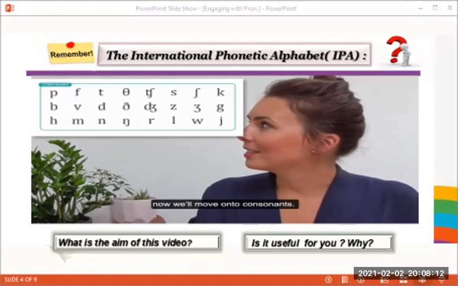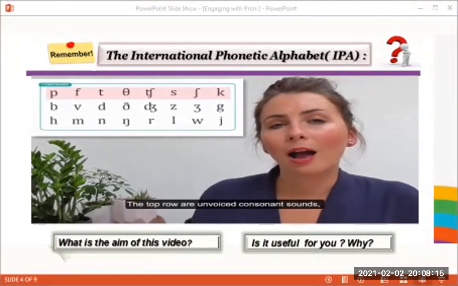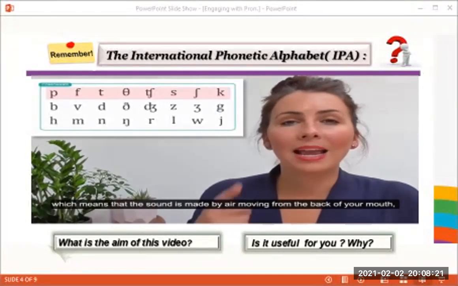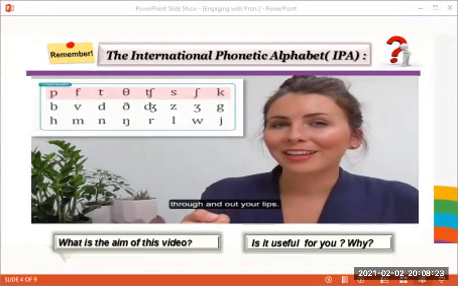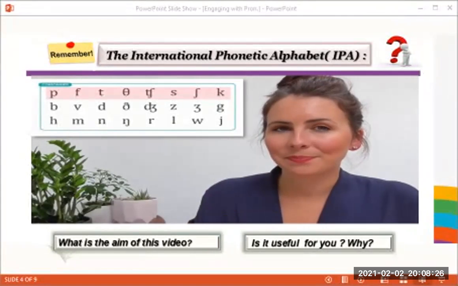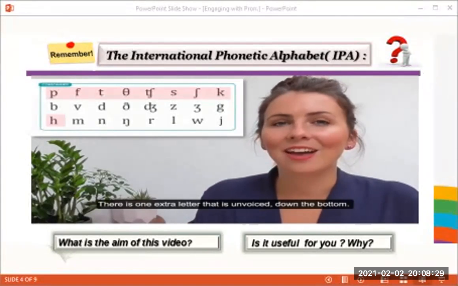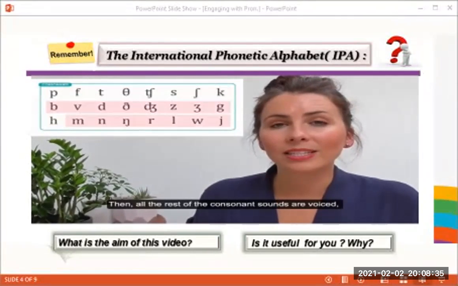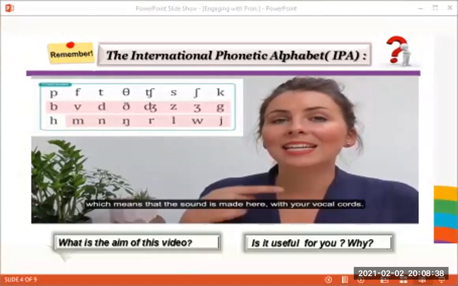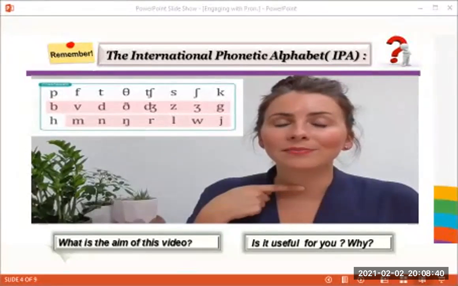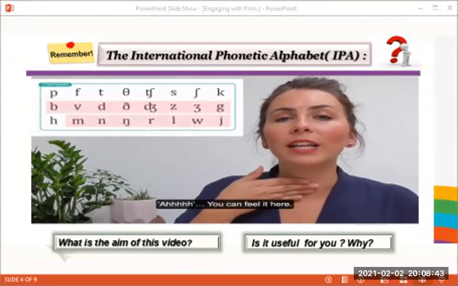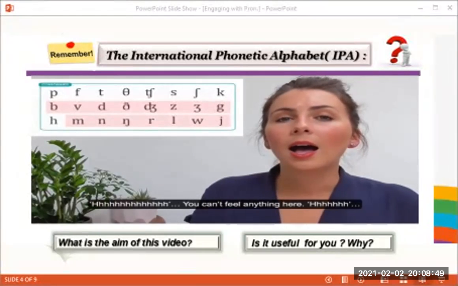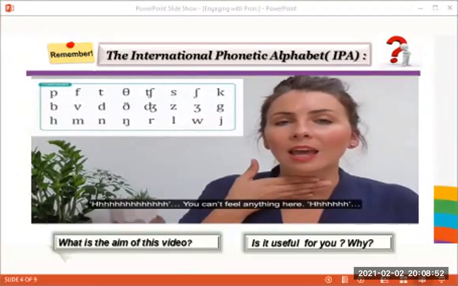So we've been through vowels and diphthongs. Now we'll move on to consonants. The top row are unvoiced consonant sounds, which means that the sound is made by air moving from the back of your mouth through and out your lips. There is one extra letter that is unvoiced down the bottom. Then all the rest of the consonant sounds are voiced, which means that the sound is made here with your vocal cords. You can feel it here. And unvoiced sounds use just air. You can't feel anything here.